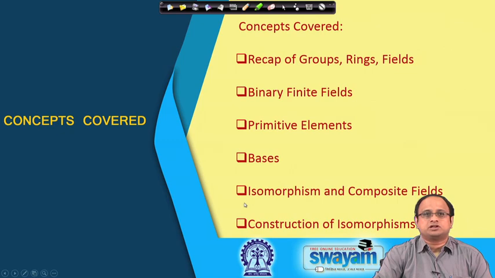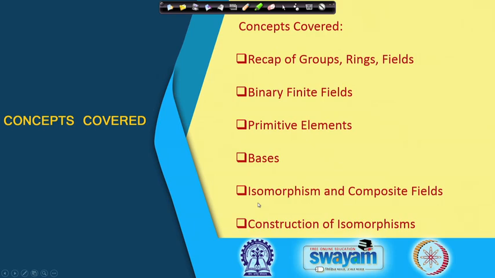So, the concepts that I shall be starting to cover in today's class are: we shall take a recap on groups, rings and fields. We shall be discussing binary finite fields. We shall be discussing a concept called primitive elements, and then define what are called bases of fields, and then finally discuss isomorphisms and composite fields and try to construct isomorphisms.